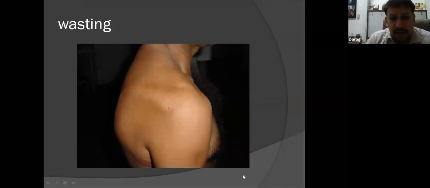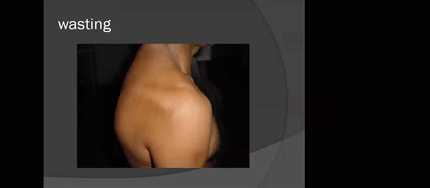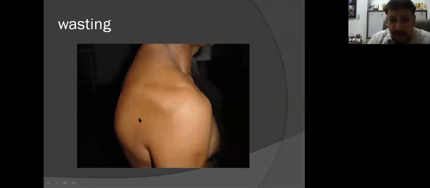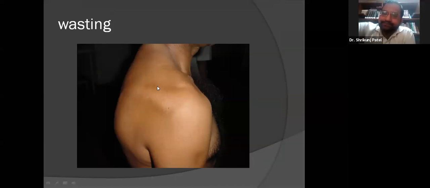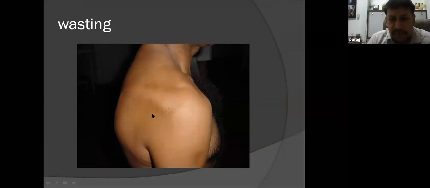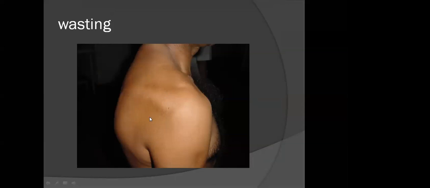Okay. Again, now can you see some wasting here? Can somebody tell me what area is wasted? Supraspinatus, sir. Supraspinatus, yes, that's one of the things. What about here? Can you see my cursor? Yes, sir. So there is wasting here and wasting here. Supraspinatus and infraspinatus, sir. So both supra and infra are involved.